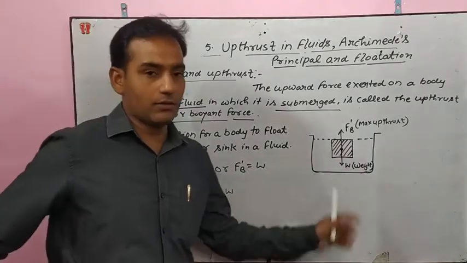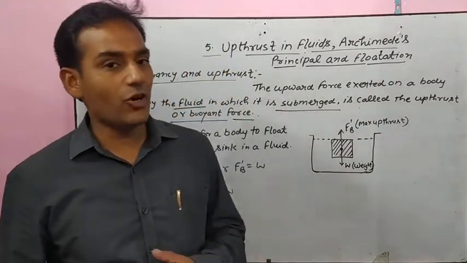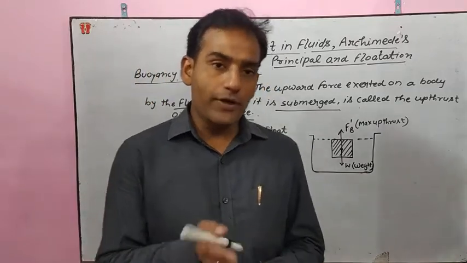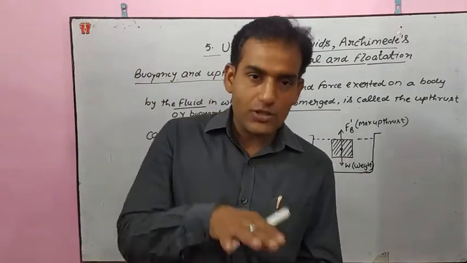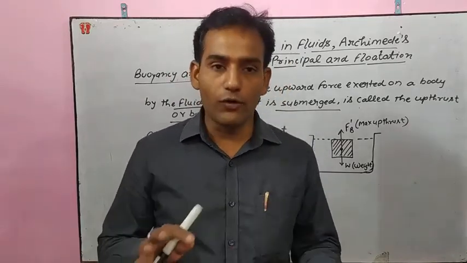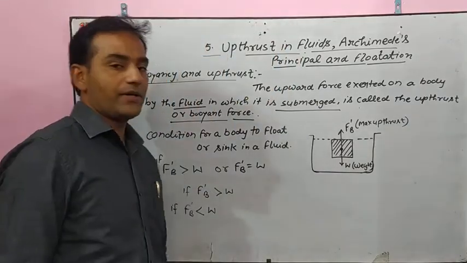I have made one figure and there are some conditions. You have observed that some objects float on the surface of the water, some float just below the surface, and in some cases the object does not float, it simply goes down. What is the reason behind this? Let us see. I have made this figure.